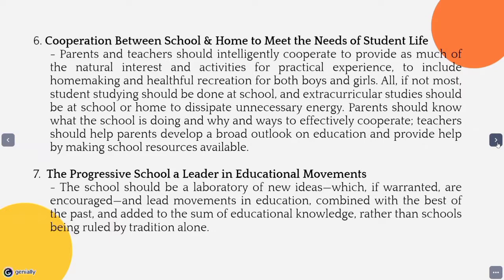The last principle is the progressive school, a leader in educational movements. Progressive education is not easy to define, simply because it is always changing. Progressive education is continuously progressing. It is alive and growing with no fixed creed, no unchanging body of knowledge, and no specific method to be applied. And that is according to Washburn, 1952.